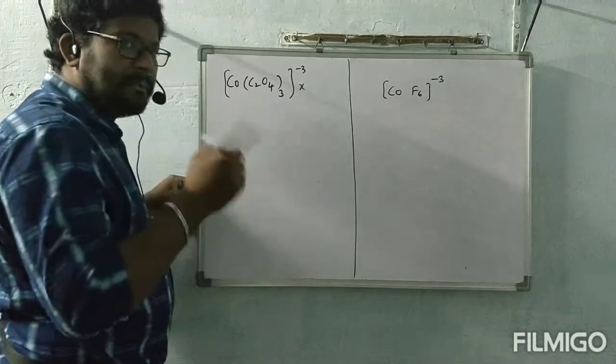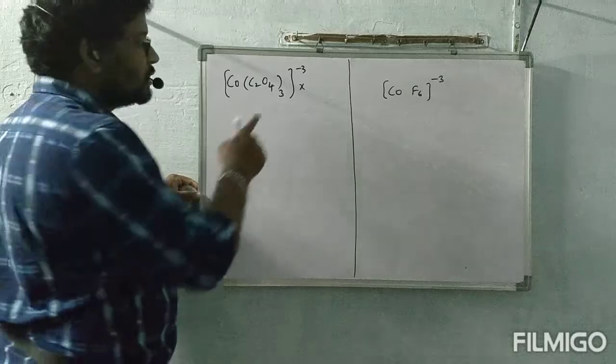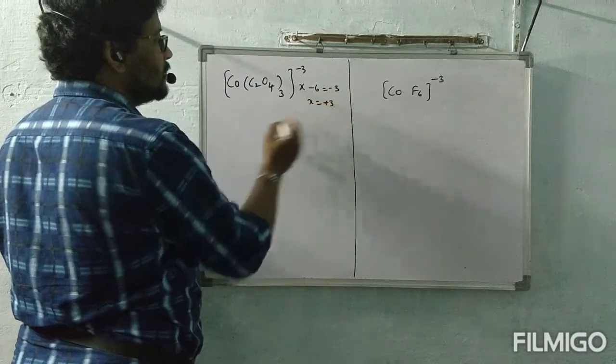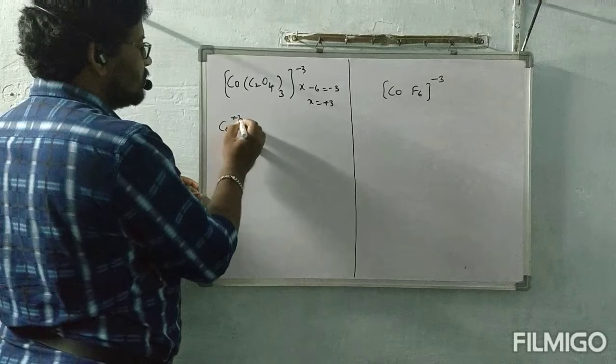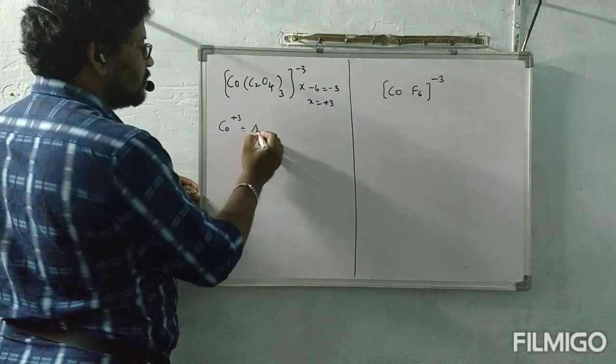C2O4 is a minus 2 ligand. Charge present on C2O4 is minus 2. So X plus 3 into minus 2, that is minus 6, is equal to minus 3. X is equal to plus 3. Then it is Co plus 3 complex. Okay, Co plus 3 configuration.